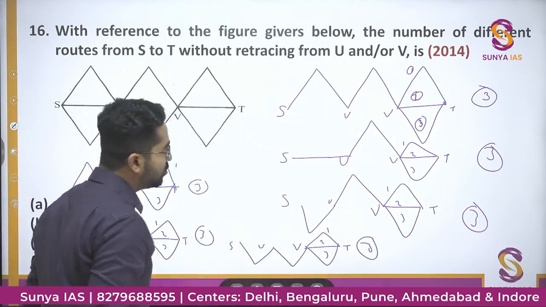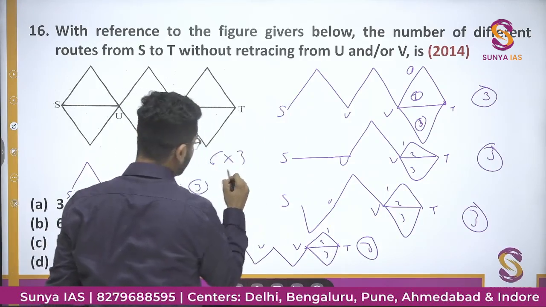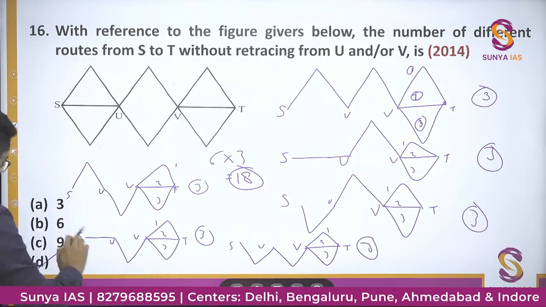So there are total how many roots? 1, 2, 3, 4, 5, 6. 6 into 3, that is 18 roots possible. So the correct option would be option D, 18 roots.